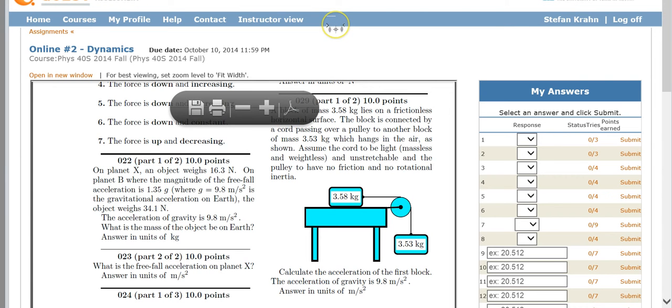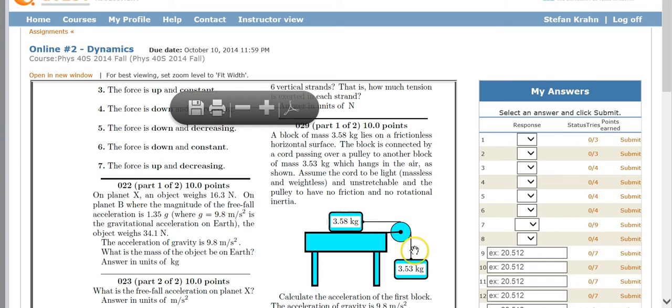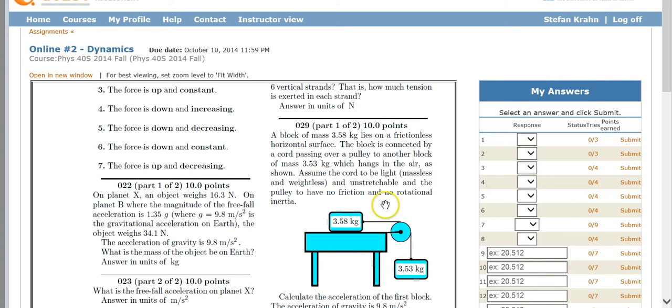Okay, another question that I find students have a lot of trouble with is this one here. So here you have two masses. One is horizontal on a table, one is suspended vertically, and obviously gravity is pulling this one down. The block is connected by a cord passing over a pulley, so we're assuming there's no friction. Assume the cord to be light, so there's no mass to the cord, and unstretchable, so if this one's falling, this one is moving to the side. So pretty much what that's saying is all you need to worry about is the two forces there.